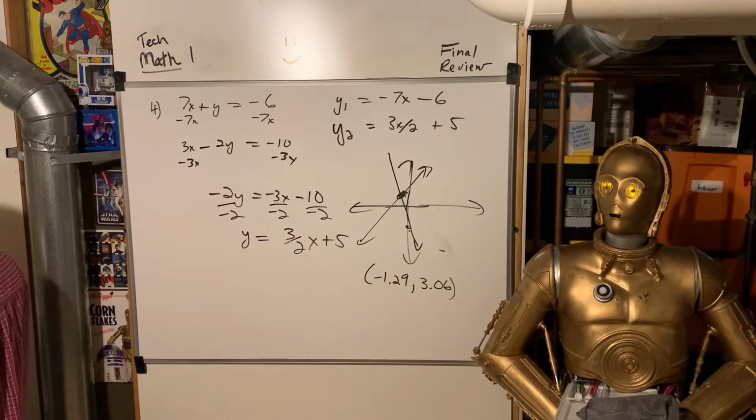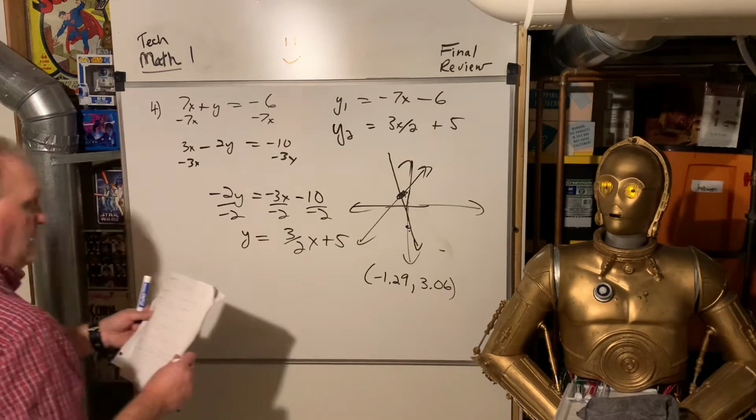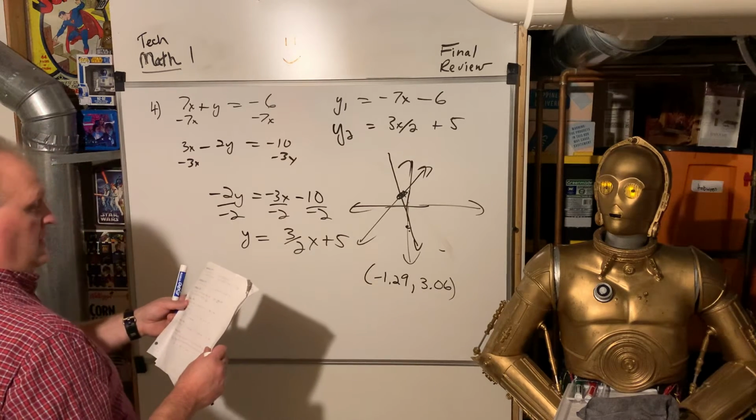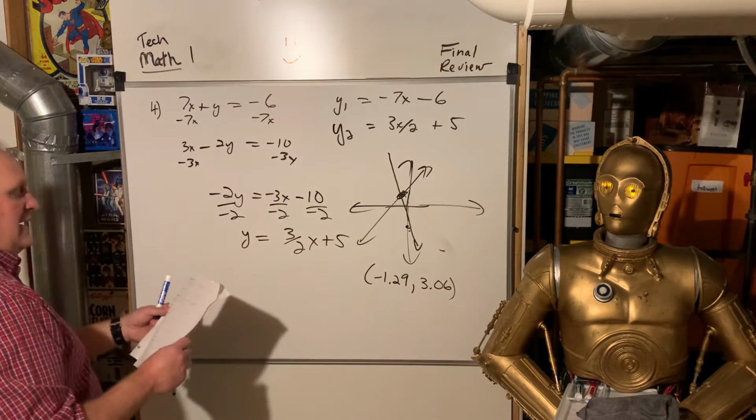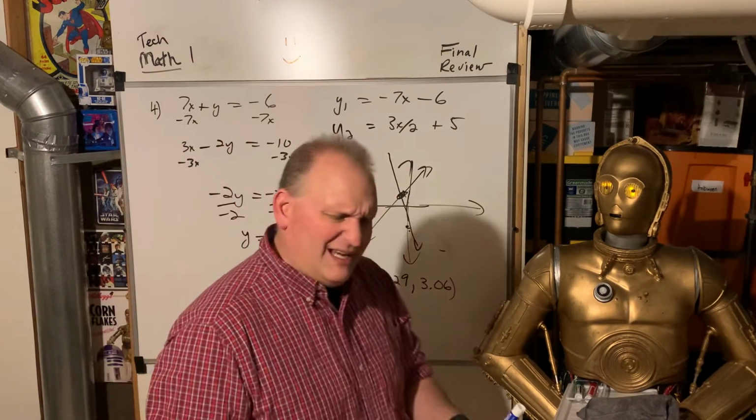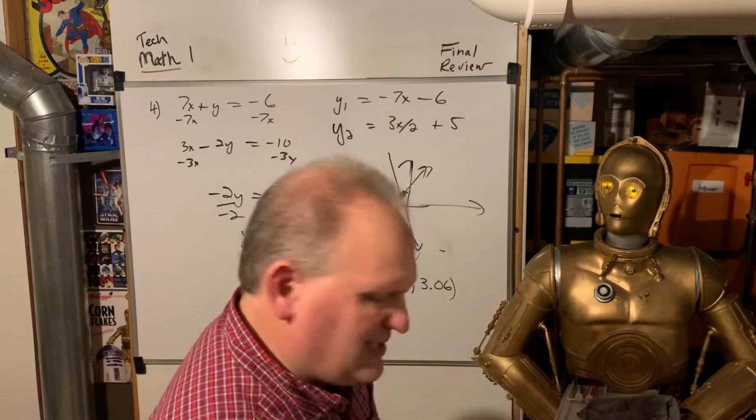And let's double check that. Why can't I find it? Oh, there it is. Okay, negative 1.29 and 3.06. Yep, the other one was 1.29. I just thought it was weird that they had 1.29 and negative 1.29. That's really strange, isn't it?